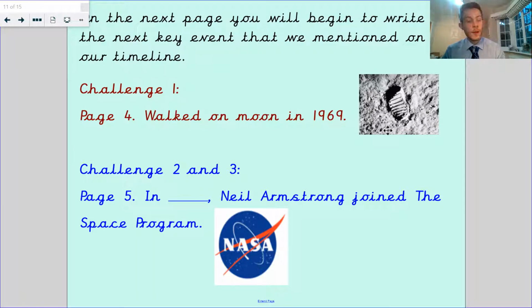Challenge 2 and 3, your page 5 is going to be in, and then there's a date missing. It says Neil Armstrong joined the space program with a picture of the NASA symbol there. So you need to find out what date Neil Armstrong joined the space program. Again, if you don't know the answers to these, you need to go back through and check some of the other previous videos that we've covered for Neil Armstrong, because we are going to be learning some of these dates to get our biographies correct.